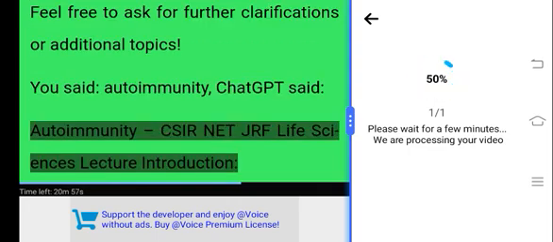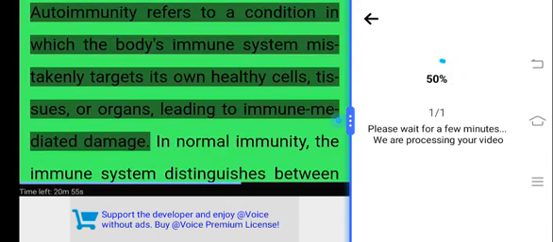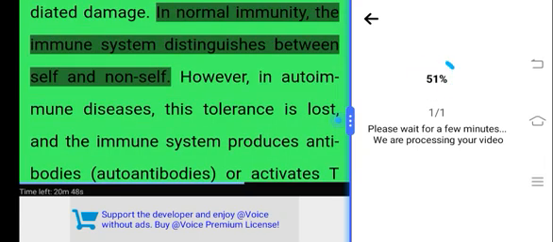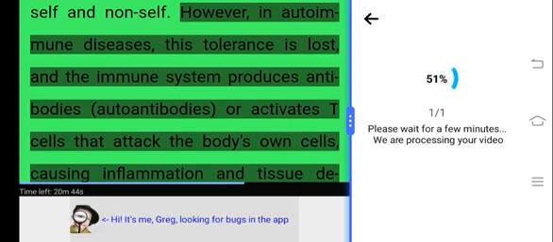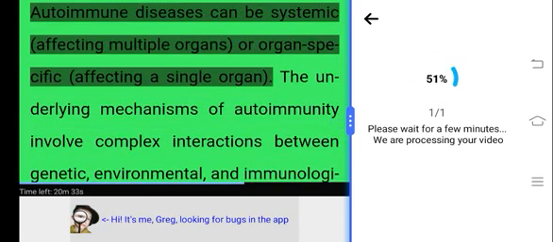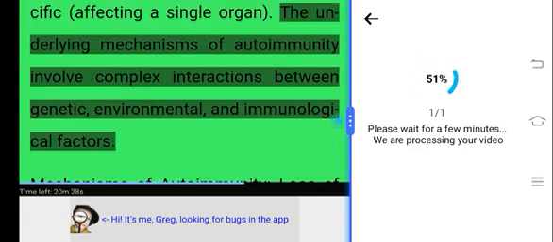Autoimmunity, CSIR NET JRF Life Sciences lecture. Introduction. Autoimmunity refers to a condition in which the body's immune system mistakenly targets its own healthy cells, tissues, or organs, leading to immune-mediated damage. In normal immunity, the immune system distinguishes between self and non-self. However, in autoimmune diseases, this tolerance is lost, and the immune system produces antibodies, autoantibodies, or activates T cells that attack the body's own cells, causing inflammation and tissue destruction. Autoimmune diseases can be systemic, affecting multiple organs, or organ-specific, affecting a single organ. The underlying mechanisms involve complex interactions between genetic, environmental, and immunological factors.